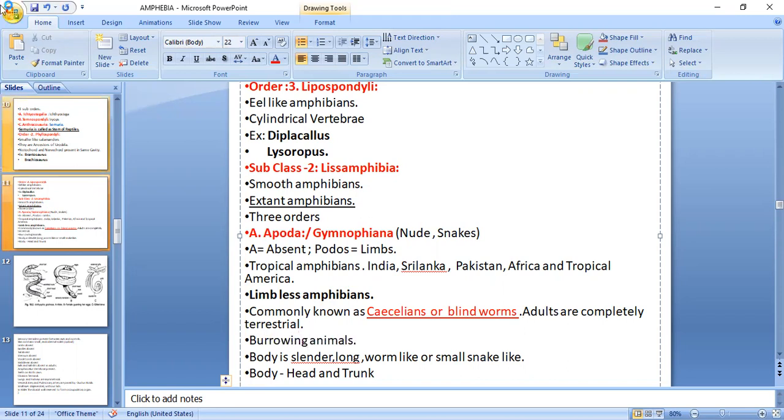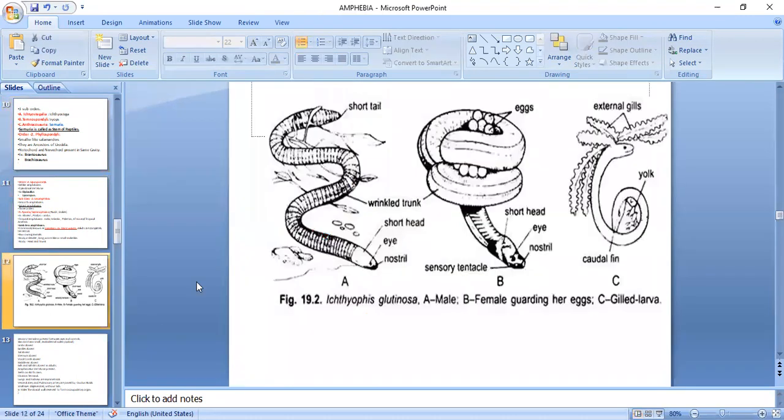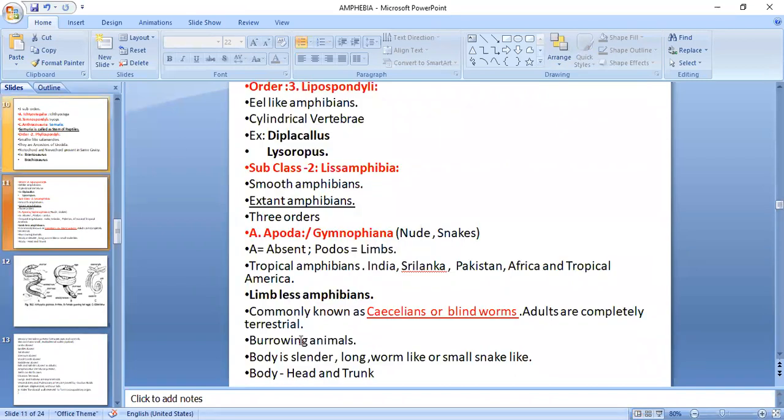So they form some burrows in the mud which they live in. Okay, and they live in those burrows. Okay, and the body is slender. See this one, body is slender, long, worm-like or small snake-like body.